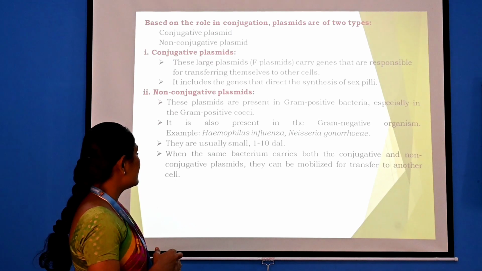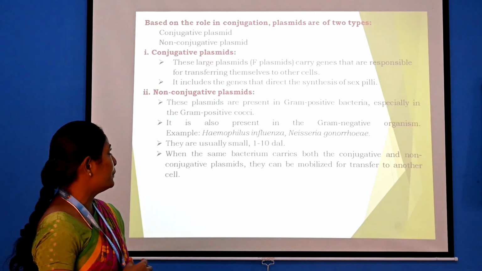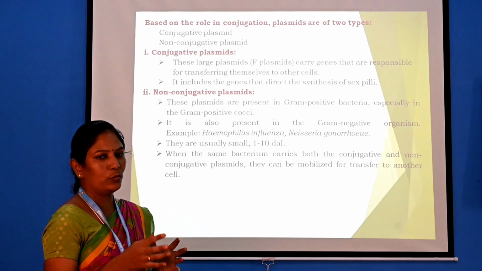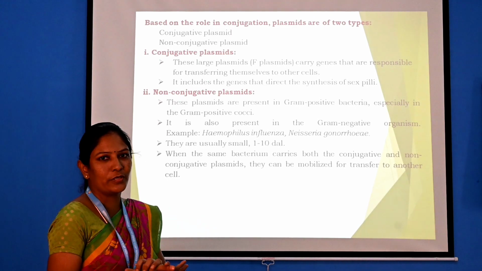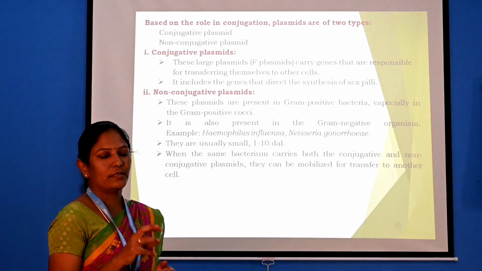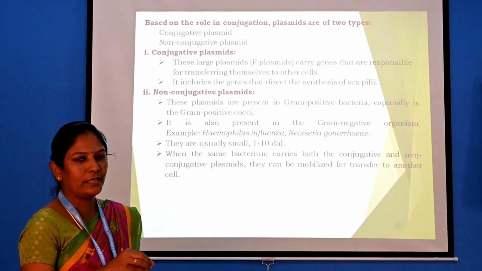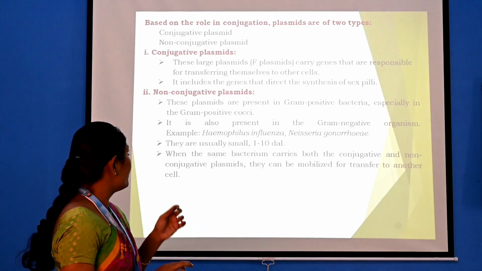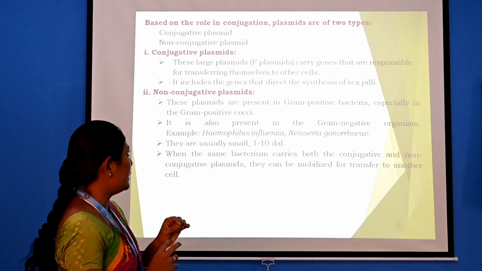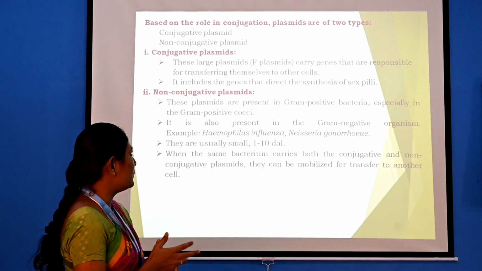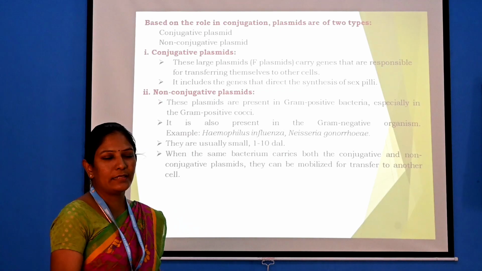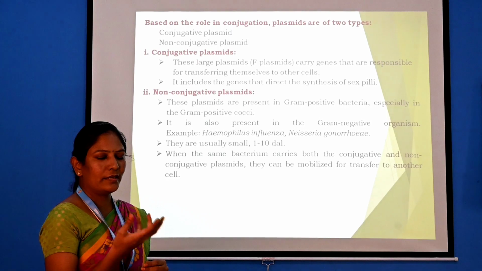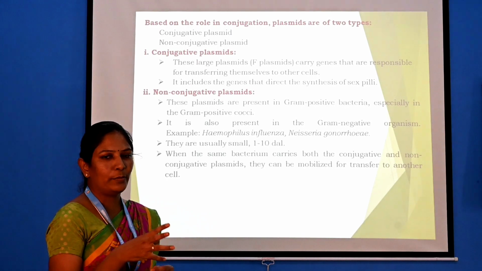The next category is based on the role in the conjugation process. The plasmids are of two types based on the presence of F factor: conjugative and non-conjugative. That means in conjugative plasmid, the F plasmid or the F factor will be present, but in non-conjugative plasmid, the F factor will be absent. Conjugative plasmids carry genes that are responsible for transferring themselves to other living bacterial cells. In non-conjugative plasmids, the F factor will be absent.